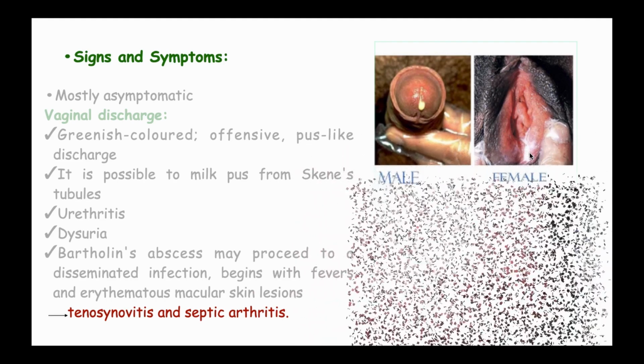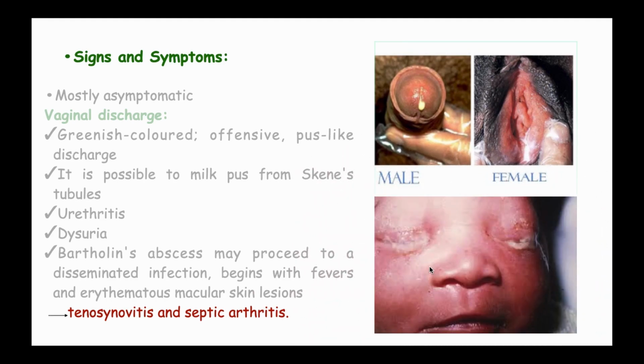Also, if you look at this, this is a complication of gonorrhea in neonates, what we call ophthalmia neonatorum. This is when mothers who had gonorrhea were not well treated, or were not treated, and so they gave birth, and as the baby passed through the birth canal, it came into contact with vaginal secretions which had Neisseria gonorrhoeae, causing these eye infections in the neonate.